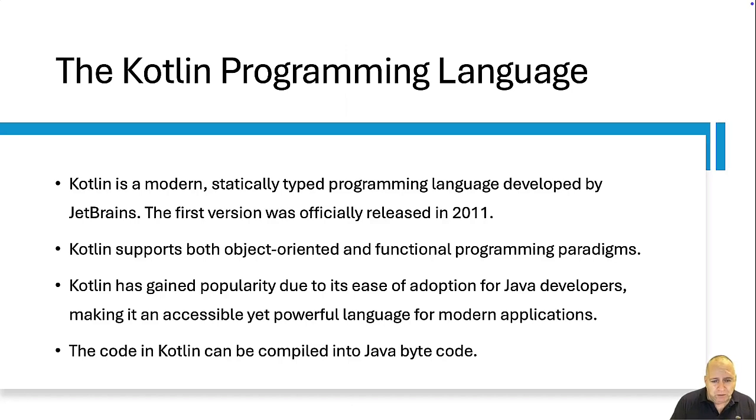Now, what about Kotlin? Kotlin was developed by JetBrains. The first version was officially released in 2011. Both Kotlin and Scala, those two programming languages, are very similar, and the two of them support both OOP and functional programming. Now, the reason for the popularity that Kotlin gained was the shift from Java to Kotlin when it comes to native application development for the Android platform. At some point, Google announced that Kotlin is the preferred language for developing native applications for Android.